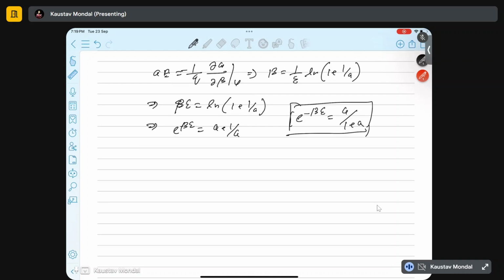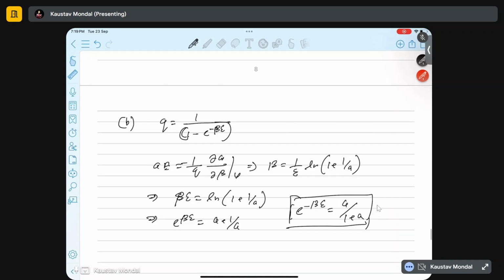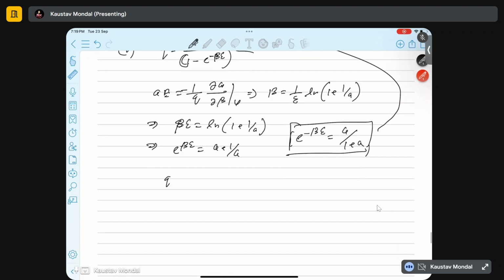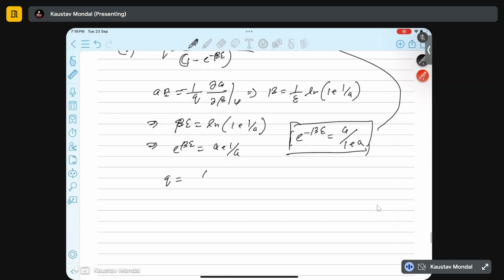Now from this, what we can simply do is put e to the power minus beta in terms of A into the expression of the partition function, in order to get the partition function in terms of A. So Q we can simply write as 1 by (1 minus A by (1 plus A)), which makes the whole thing (1 plus A minus A) by (A, 1 plus A). This makes the thing 1 plus A by 1. So something is wrong here.